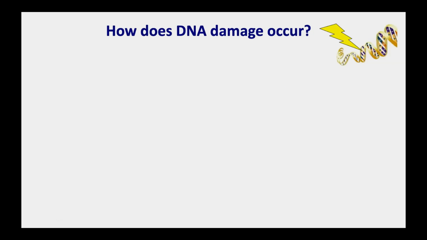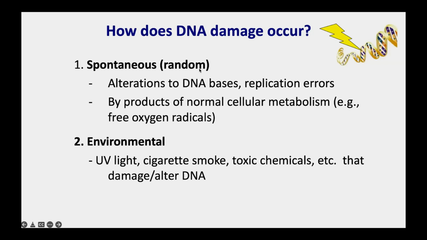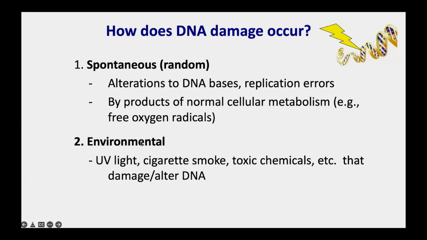So how does DNA damage occur? It can occur spontaneously or just randomly, both within our cells and from our environment. There are alterations that can happen to our DNA bases. When DNA replicates, different errors can occur. Again, most of the time, these are repaired. There are byproducts of normal cellular metabolism, like free oxygen radicals that can cause oxidative damage. Again, most of the time it's repaired, but sometimes it slips through. There are environmental causes: UV light, cigarette smoke. There are chemicals in cigarette smoke, other toxic chemicals in our environment, things that we ingest, etc., that can damage or alter our DNA.